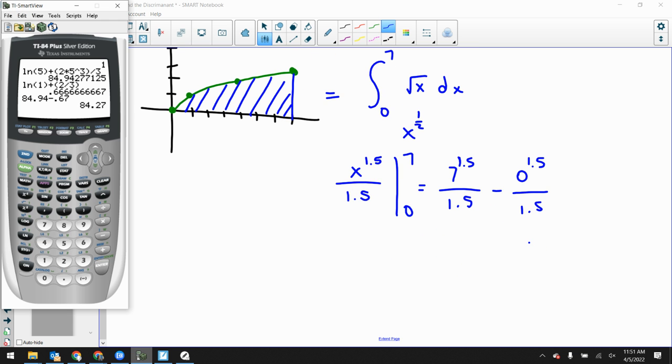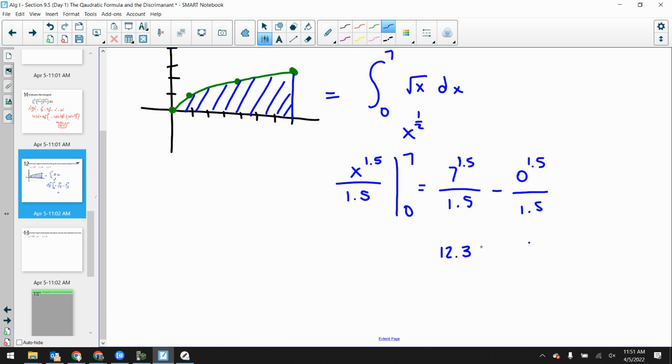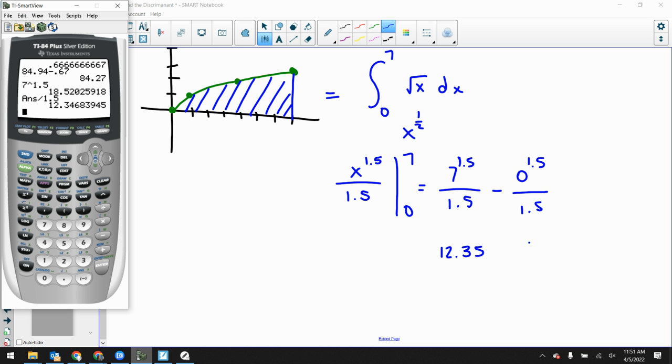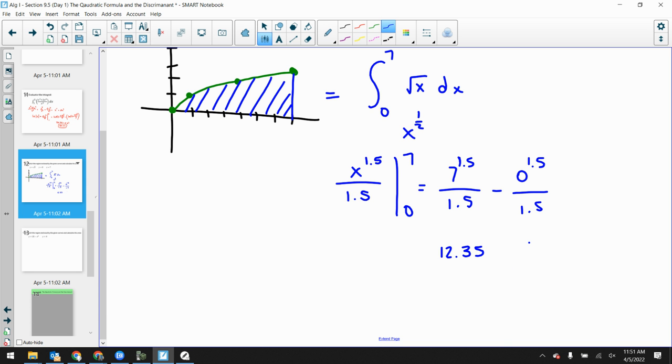So we take 7 to the 1.5. We divide it by 1.5. We get 12.35. I would go and say minus whatever this is, but remember, 0 to the 1.5 is going to be 0. Divide by 0, or divide by 1.5, it ends up being 0 again. So that is my answer, 12.35.